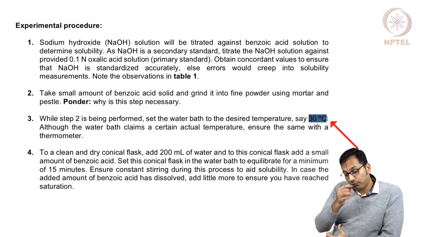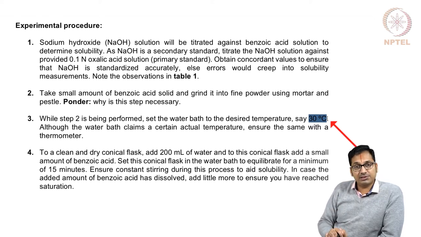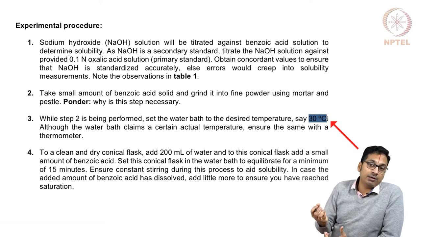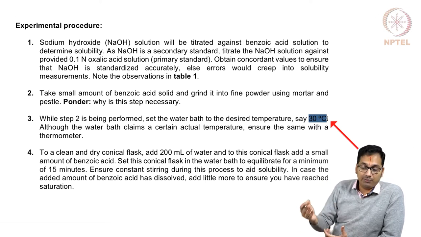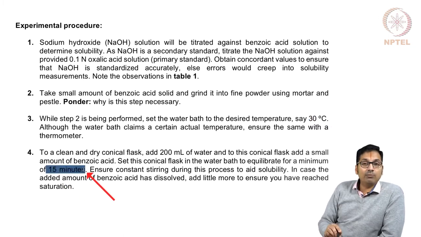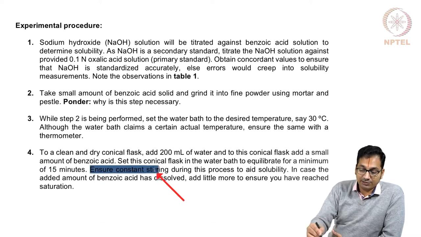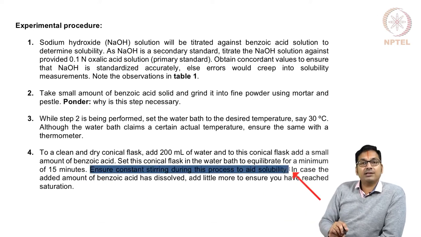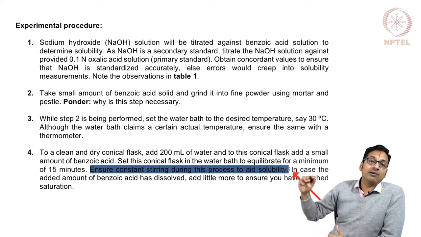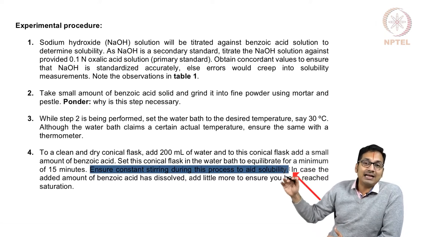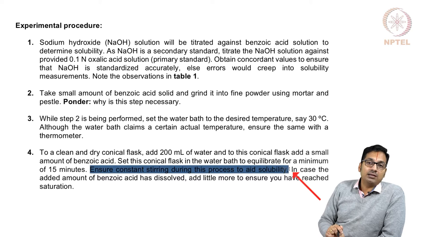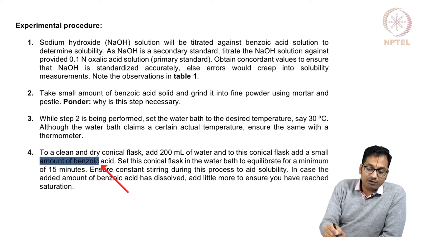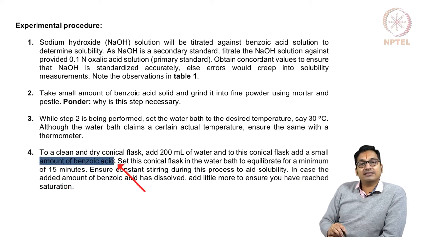The same holds good if benzoic acid dissolution is endothermic in nature, it's going to reduce the temperature. So either way, be it exothermic or endothermic, one has to ensure that a minimum of 15 minutes of equilibration is done. This is also done where you ensure constant stirring, so as to ensure that at that given temperature you are completely saturated with the benzoic acid, which is the reason why we are not committing the total amount of benzoic acid that is required.